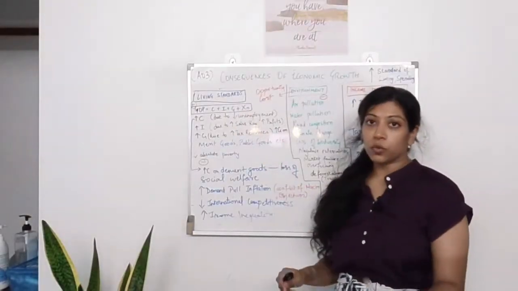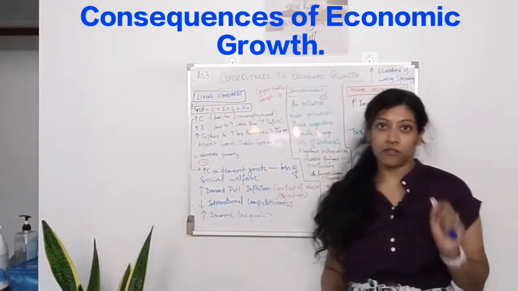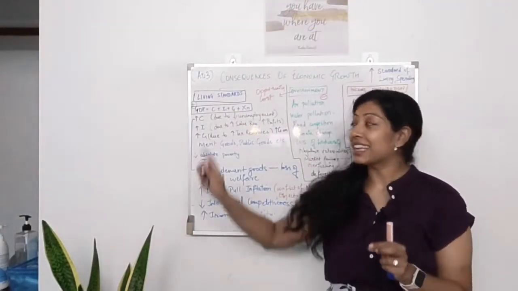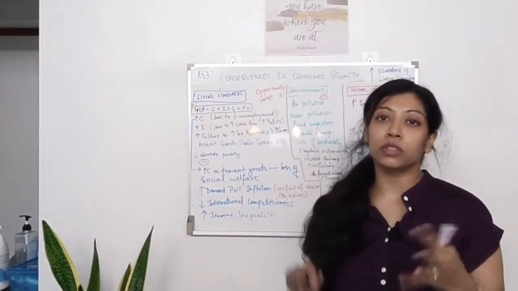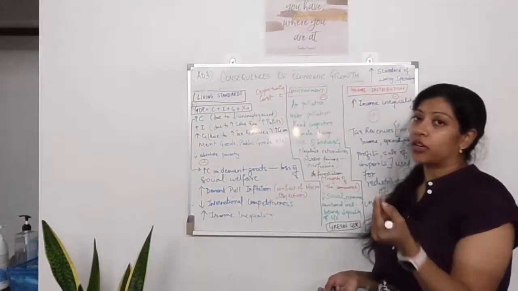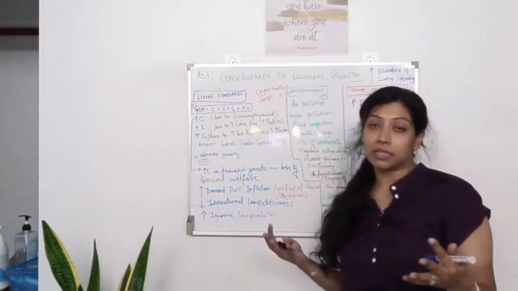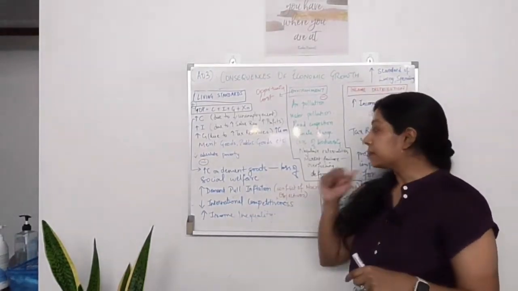So in this video, we'll be looking at what the consequences of economic growth are. It's a very important topic because it's an AO3 topic, which means Assessment Objective 3, which you will use for your essay question. So it's important in that sense because it can be something like a 15-mark question or a 10-mark question.